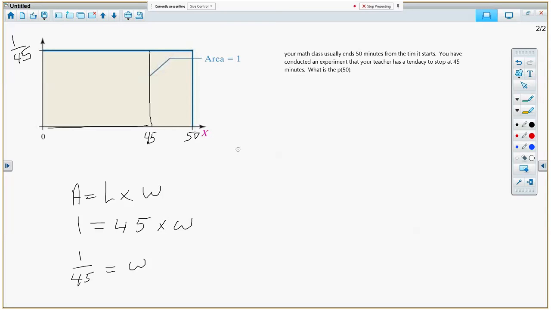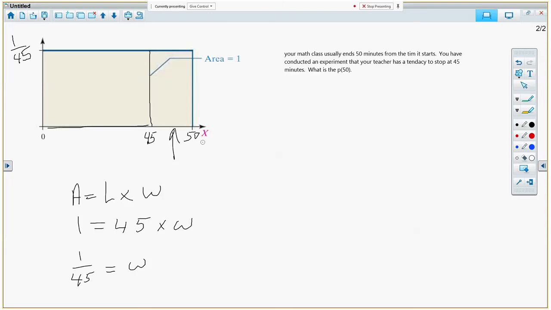And if you want to find the area from here to here, you would multiply, what's the length right here from 45 to 50? 5. You multiply it by the height, which is 1/45, which will give you 5 over 45, which is equal to 0.9. So you got a 0.9 or something probability. Whatever the case may be, I'll show you a better example here in just a minute.